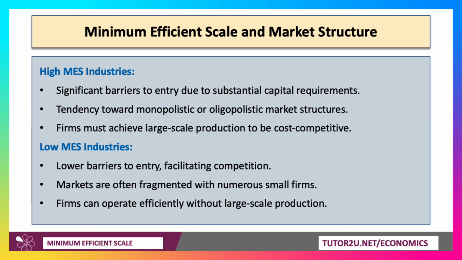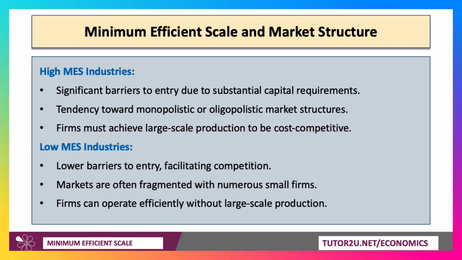Again, just quick summary here. So high MES industries, you associate that with significant barriers to entry, big fixed costs, big capital requirements. So high MES tends towards monopoly or oligopoly, maybe duopoly, because firms must achieve scale to be cost competitive. Whereas with low MES industries, the barriers to entry aren't as significant. That encourages competition. You often have, I love that word, fragmented market, with numerous small firms, many of which can achieve a degree of efficiency without necessarily getting themselves large-scale production.